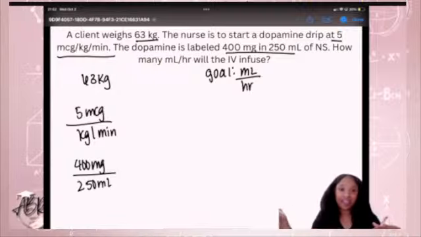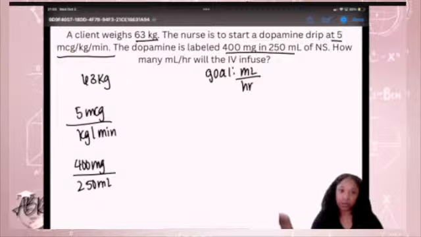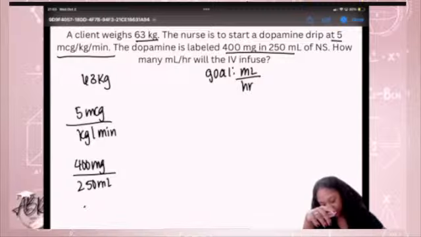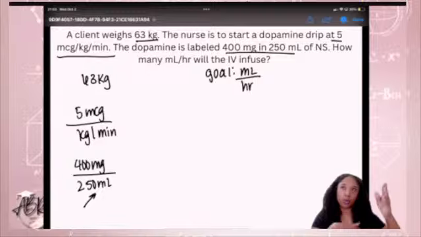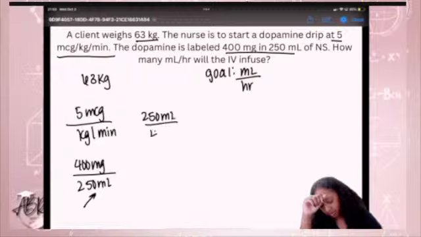So let's put this puzzle together. If we're looking for milliliter, what do we start with? Please do not say milligram. You got it. All right. So this puzzle piece right here has milliliter in it. We're going to flip it. So we've got 250 ml over 400 mg.